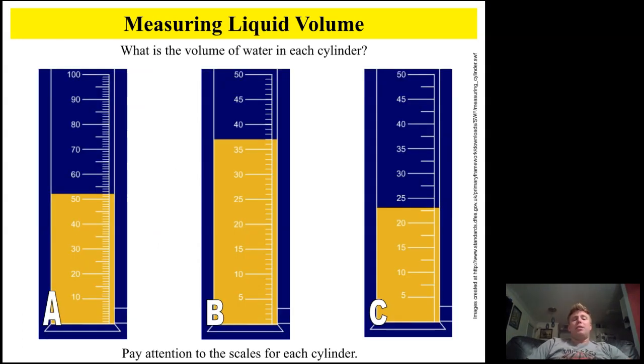Finally, let's practice measuring liquid volume. These are 3 examples that do not have a meniscus curve, but you do need to pay attention to the scales of these graduated cylinders. So letter A is measured in at 52 milliliters. Letter B measured in at 37 milliliters. And letter C measured in at 23 milliliters.